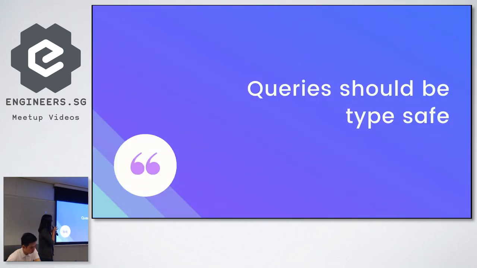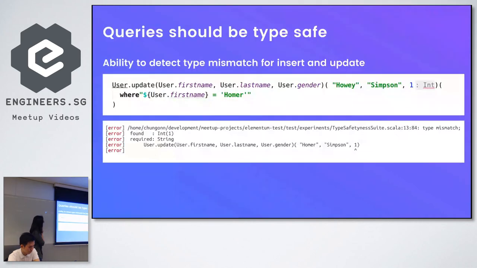Lastly, one of the criteria that we want to have in a persistence library is that it should be type safe. When we moved to Scala, one of the features that we really like about Scala is the type safety, and we want to leverage this feature to make our library better and help the developer have more traceability when developing features in our code. One feature that we want is the ability to detect type mismatch on insert and update.